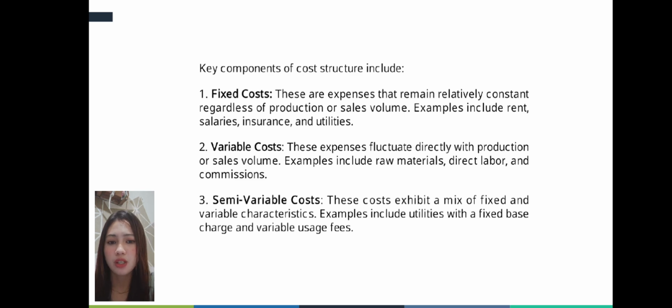The third one is semi-variable costs. These are costs that exhibit a mix of fixed and variable characteristics. A fixed portion remains constant regardless of the level of activity, while the variable portion changes in direct proportion to the volume of goods or services produced. For example, electricity cost. Of course, if you run a business, that would require you to have electricity cost.